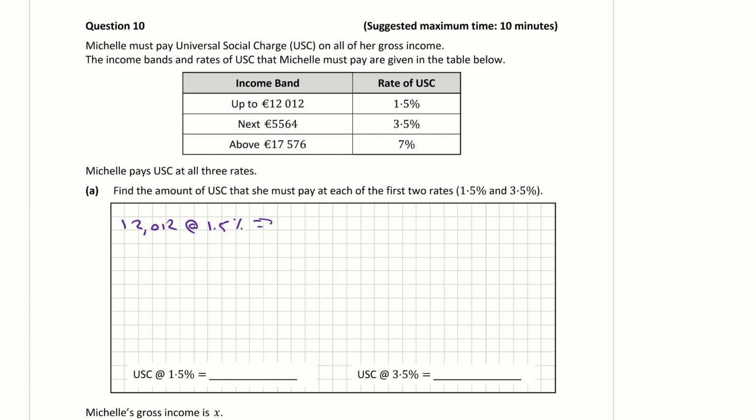Now, different ways of getting percentages here: divide by 100 and multiply by 1.5, or we could just go to our calculator and go 12,012 multiplied by 0.015. So divide the 1.5 by 100 to get 0.015. And when I multiply that out on my calculator, you're getting €180.18.